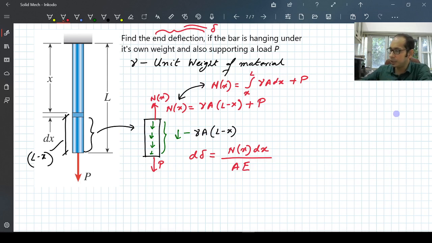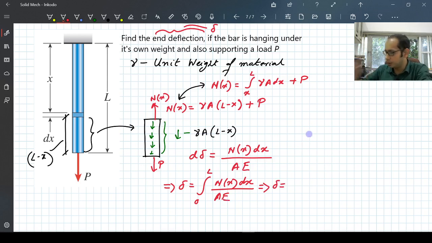So we have this d delta over here. From this one, if we have to calculate the delta, what you get is an integral. Now we have to integrate from the top to the bottom, that is 0 to L, of N of x dx divided by AE, where N of x is simply this expression over here. If I write it further, delta will be equal to, I can pull out the AE outside the integral because it's a constant. So I have 1 by AE.